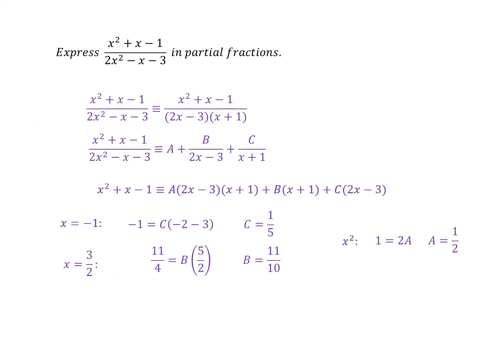Notice that when I'm comparing coefficients or looking at specific values of x, the identity is no longer an identity. When I substitute particular values of x in, these are all equals now, because we're looking at specific values or coefficients. And there we have the final answer with all the correct values for a, b and c entered in.